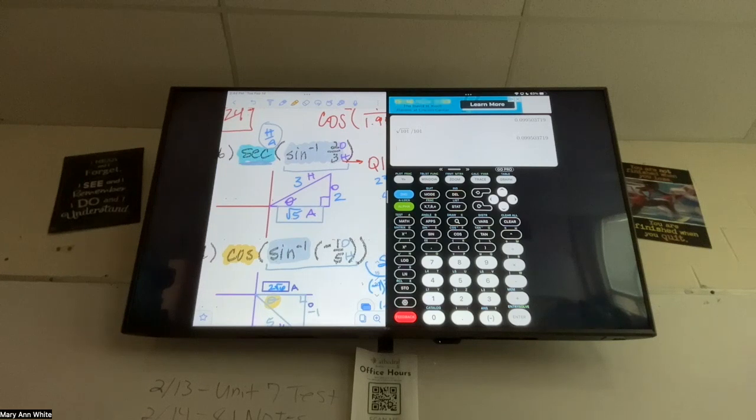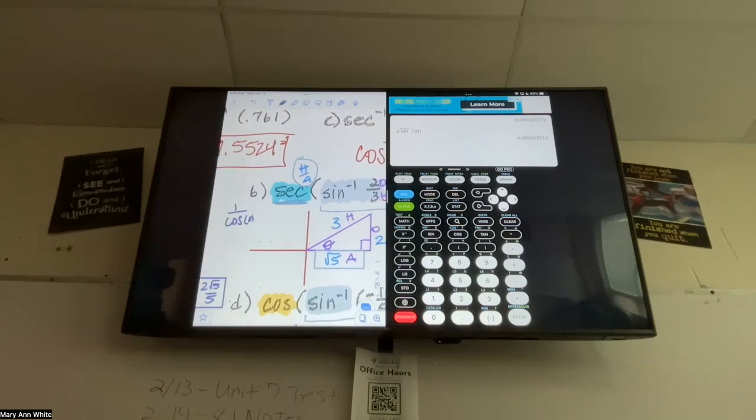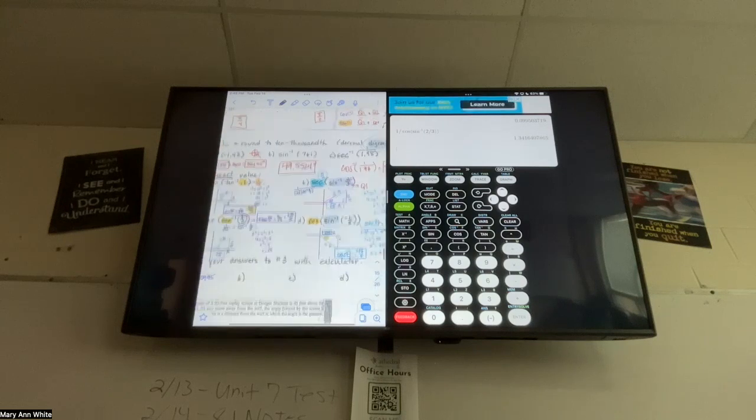Ooh, secant. How do I write secant in the calculator? 1 over cosine. So I'm going to think about writing this as 1 over cosine, and then inside the parentheses is sine to the -1 of 2 over 3. So 1 divided by cosine, and then second sine, 2 divided by 3. Got 1.34.